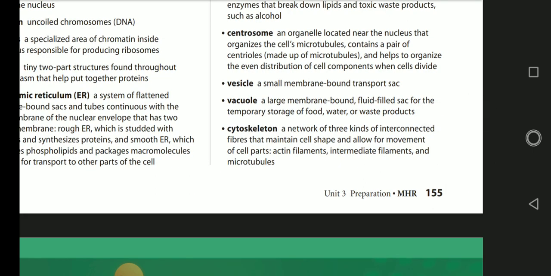Then we have the vacuole. In case of a plant cell, it is occupying the central position and it is very large. While in case of animal cells, they are not present in the center and they are very few in number and extremely small.